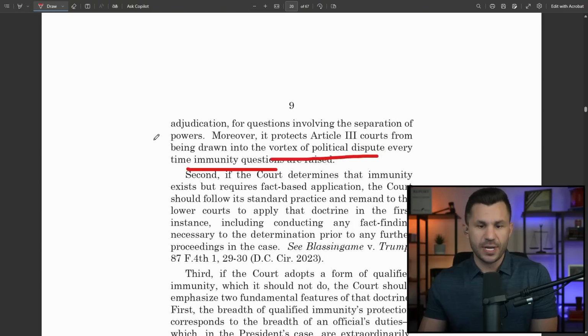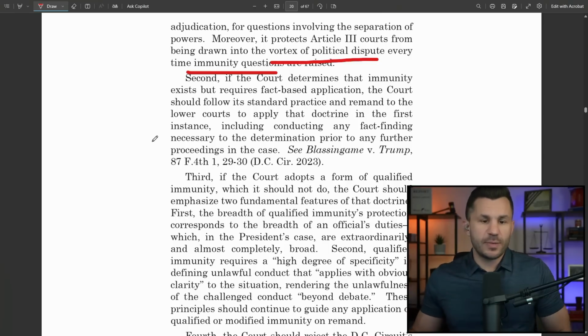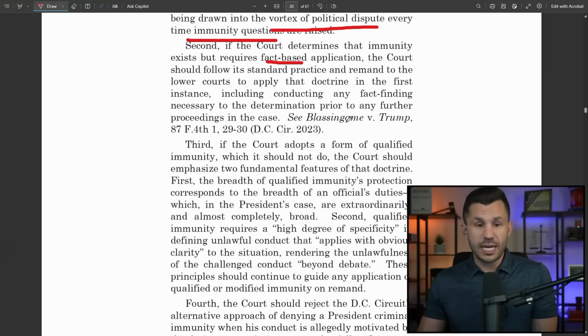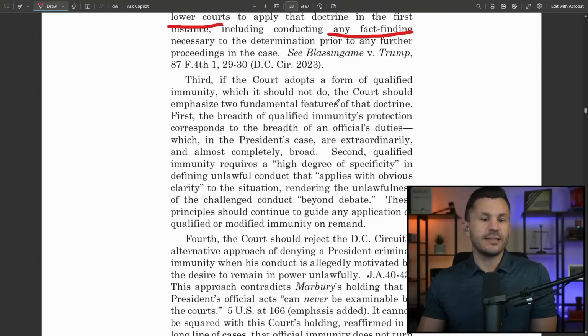And second, if this court determines that immunity exists, but if it does require a fact-based application, like if you want to dig in and talk about Trump, because that's exactly what they're talking about in a lot of these lower courts, it's, well, the rules are this, the rules are that, but Trump, we can't help it because he's such a danger. The court should follow its standard practice. Don't hear the facts here. Send this back to the lower courts, make them conduct the fact-finding, and then we'll come back up here.